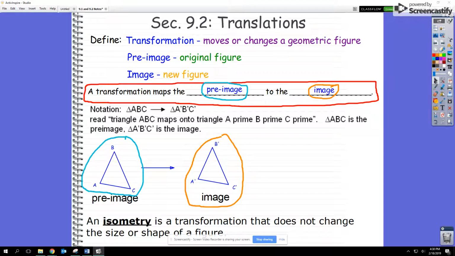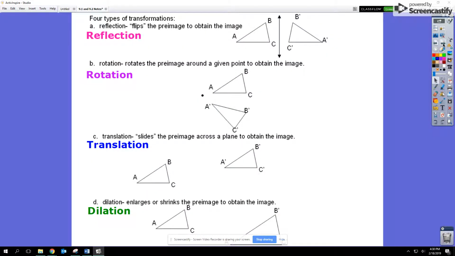At the bottom of the slide is a definition. It says an isometry is a transformation that does not change the size or shape of a figure. Isometry is just a one-word definition. And so down there is what it means: it's a transformation that does not change the size or the shape of a figure.